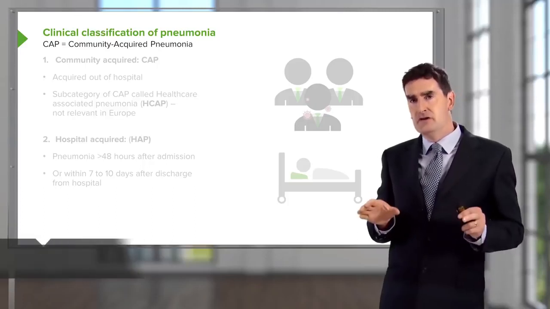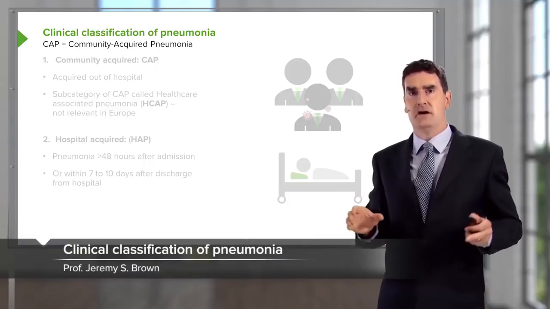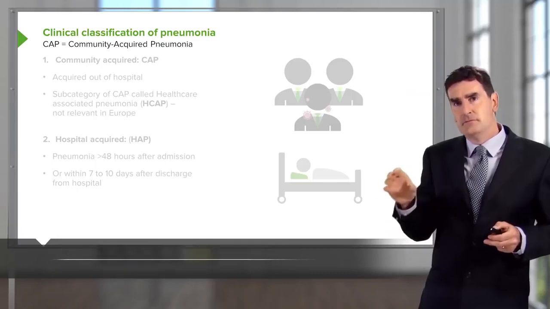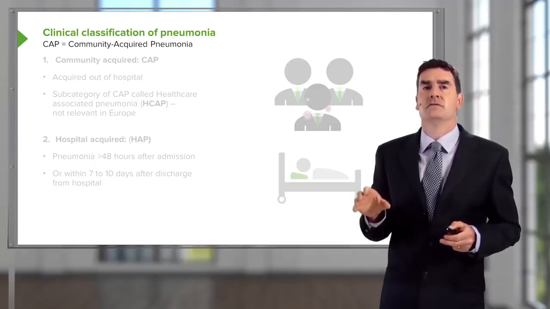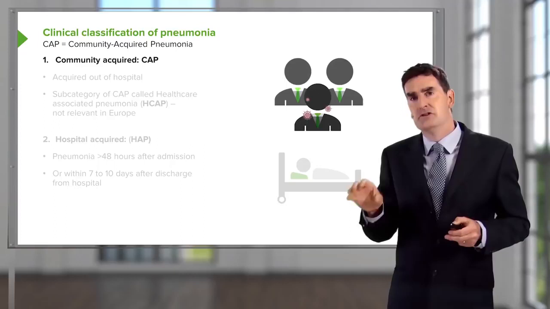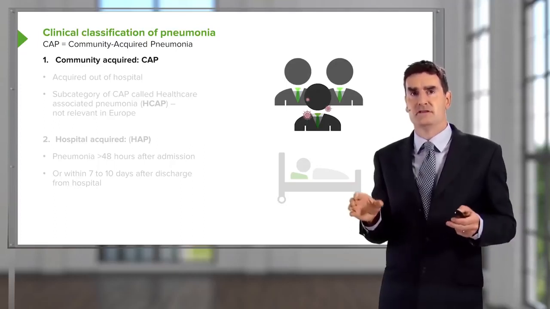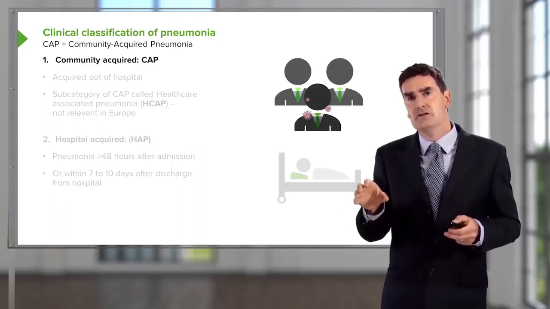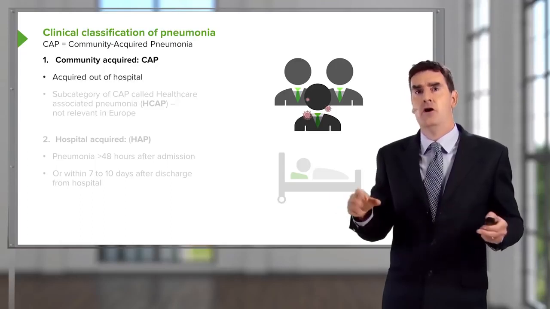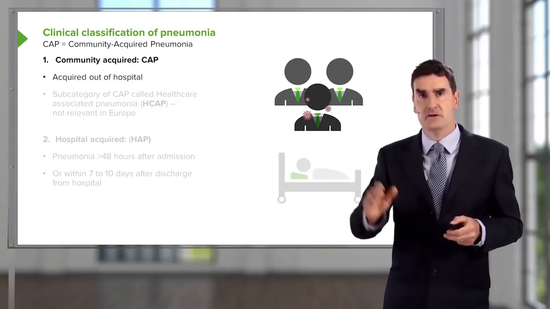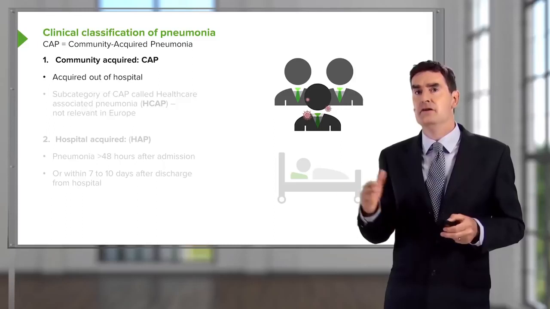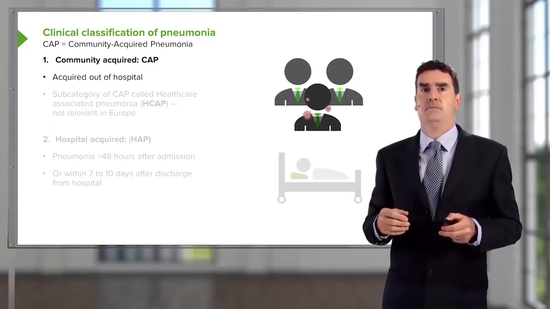So pneumonia is classified into different types. And the first and the most important, and the subject of most of this talk today, is community-acquired pneumonia. And that is what it says in its name. It's a pneumonia that is acquired when you're living at home and not in hospital or anything else. So it's the normal standard pneumonia that you pick up in your everyday life.